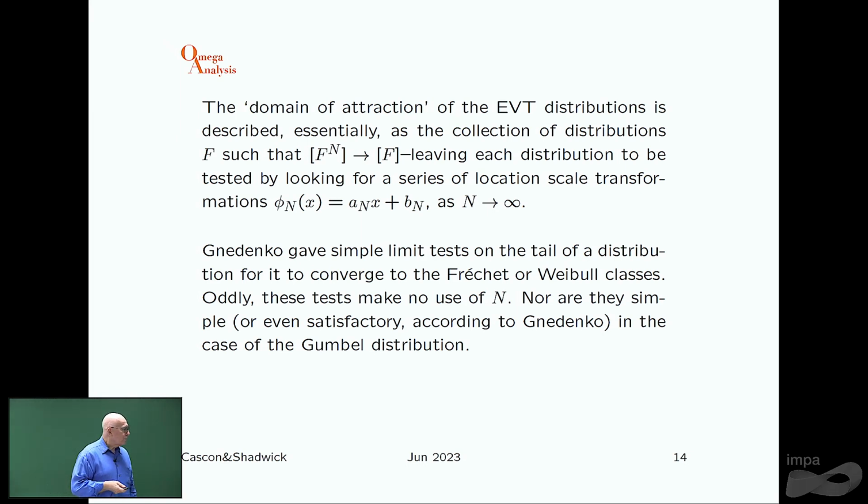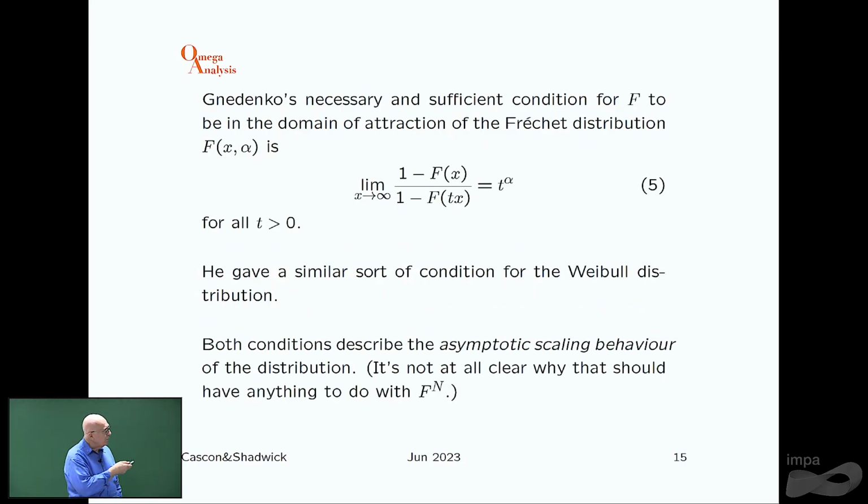And in Gnedenko's case, the tests for Frechet and Weibull are very simple, easy to use. Gnedenko himself gave several attempts at a test for necessary and sufficient conditions for the Gumbel distribution, but he says in the paper that they're not satisfactory. They're not simple. He wasn't very happy at all with what he was able to do with the Gumbel distribution. But this is the test for the Frechet distribution. It's very simple to implement.